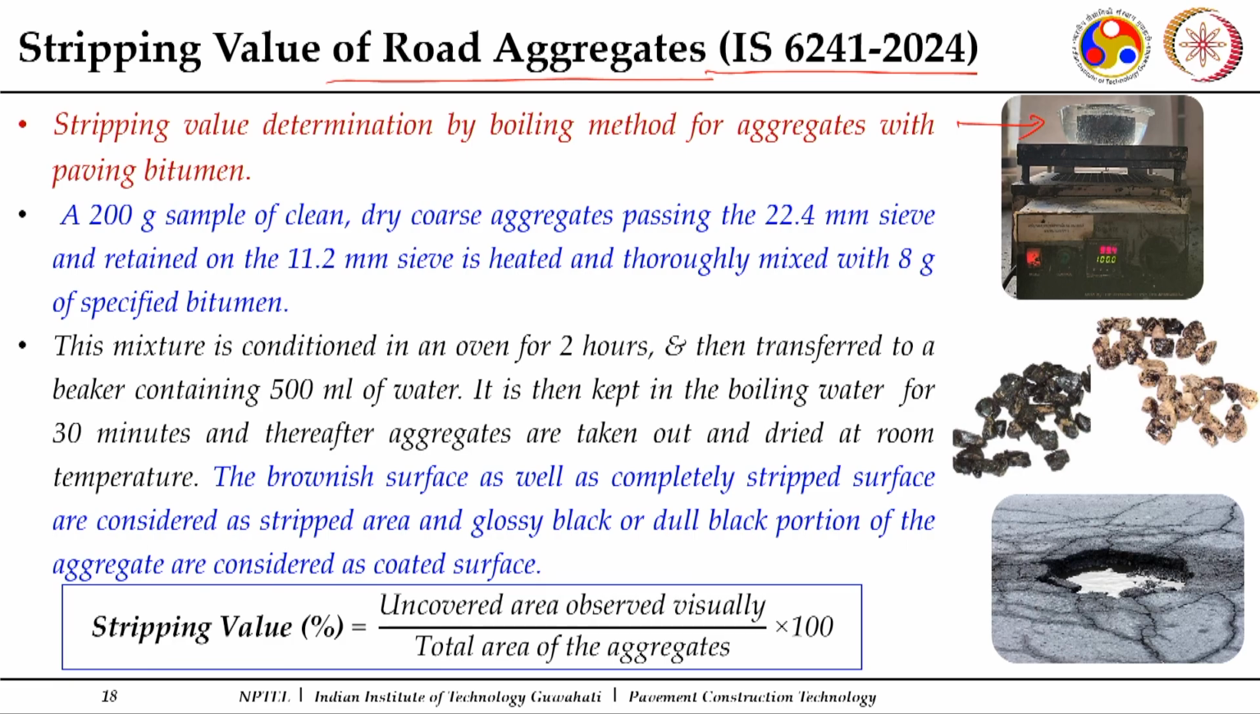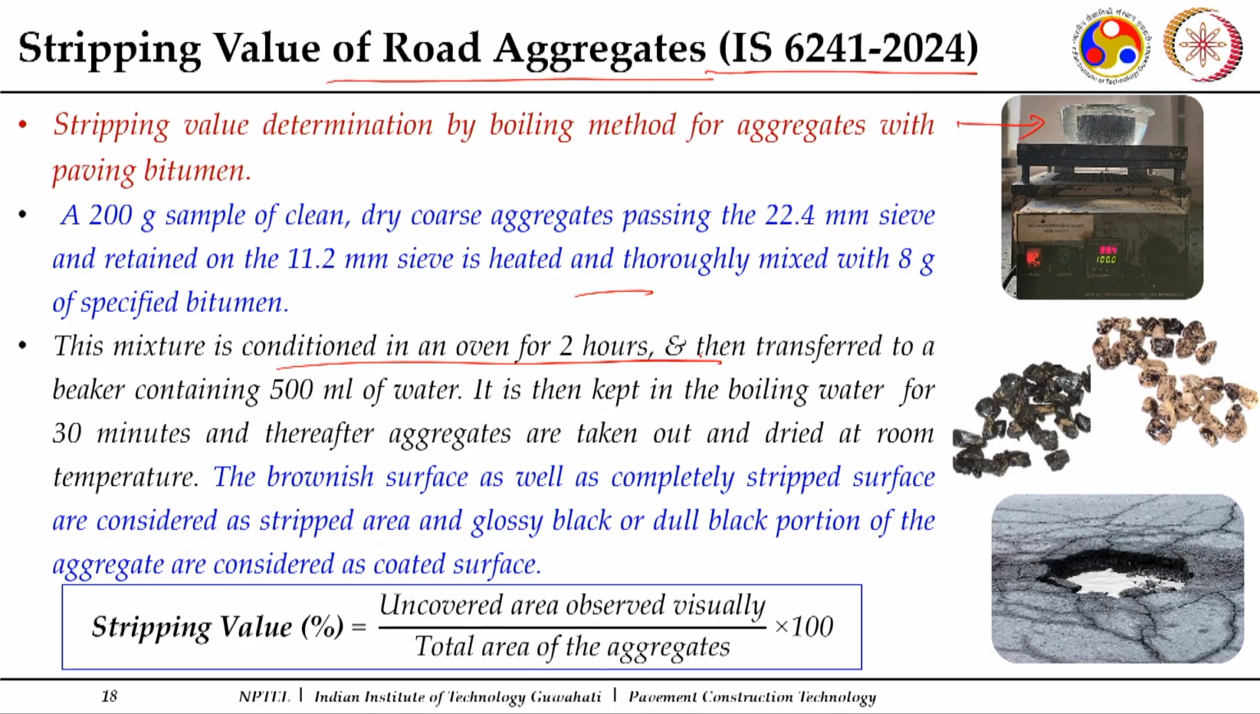Why is it done? So that the surface voids on the aggregates will absorb the bitumen, which will also lead to a small amount of binder absorption into the aggregate surfaces. So this conditioning is done. Once the mix is prepared, it is conditioned in the oven for 2 hours and then transferred to a beaker containing 500 ml of water, and this water is boiled. The mix is kept in that boiled water for around 30 minutes.